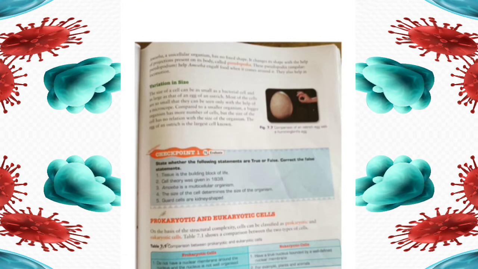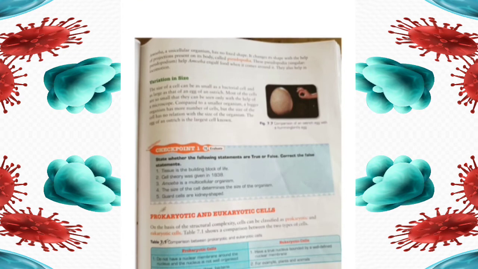Moving on to variation in size, cells like bacteria can be extremely small, and they can also be very large. For example, an ostrich egg is a single cell. What is important to understand is that the size of an organism does not depend on the size of its cells. If you consider an elephant and an ant, it is not that the elephant has bigger cells; it is because of the number of cells.